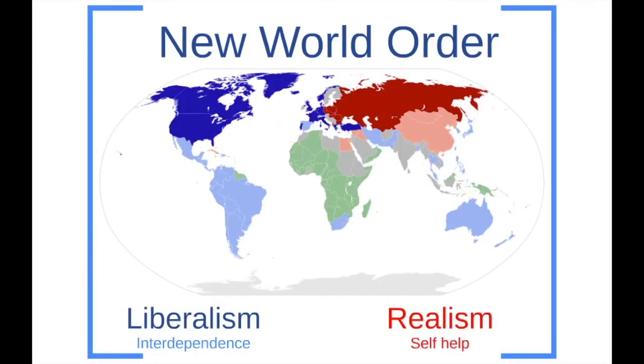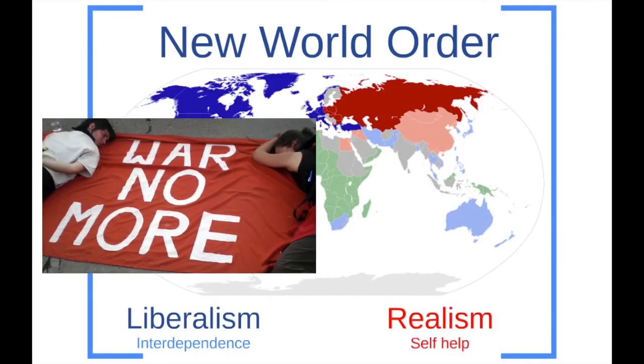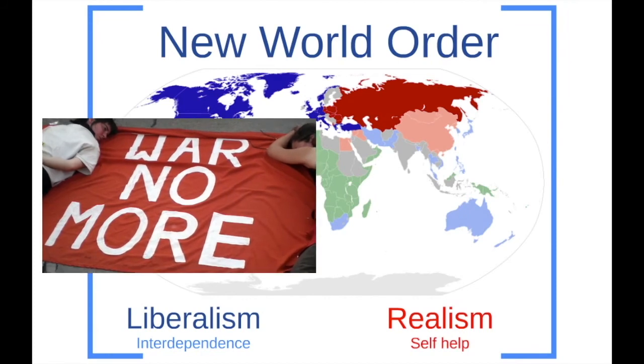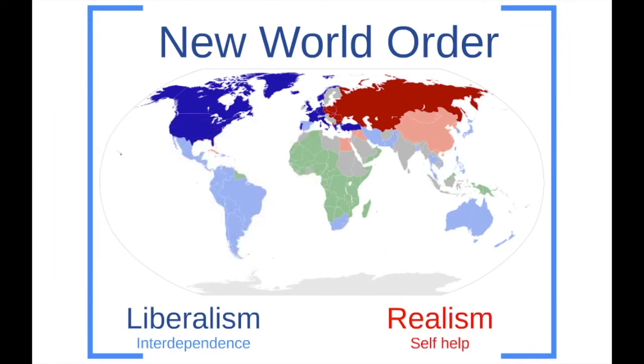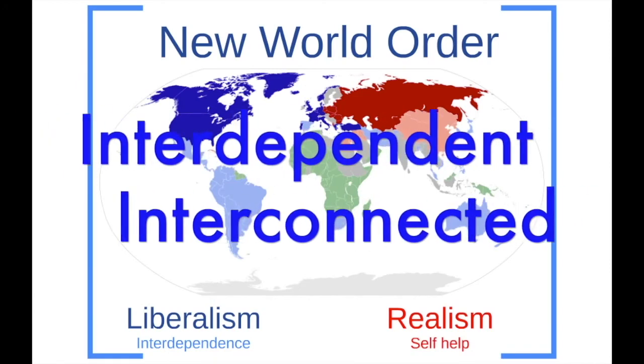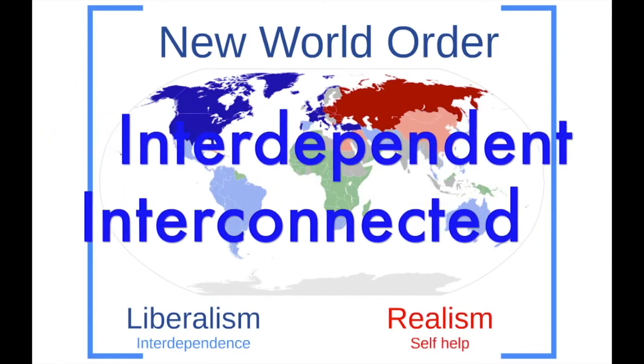Liberalists also believe that war is an outmoded method of settling disputes between states, and that liberal democracy could create perpetual peace. Liberals believe that the international institutions, such as the World Bank, the IMF, and the United Nations, play a key role in the cooperation among states, that the balance of power system does not work and the world is increasingly interdependent and interconnected.